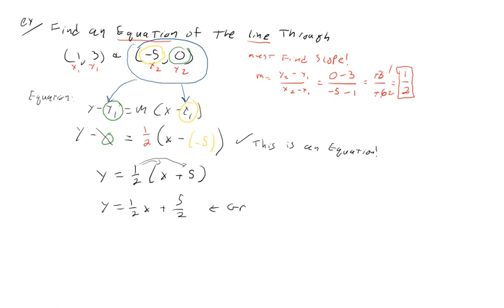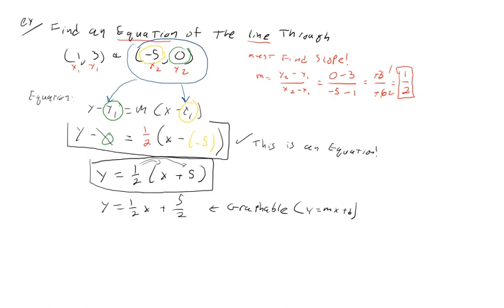This is y equals mx plus b. But this is correct. Even this was correct. And this is correct. All of these are all correct.